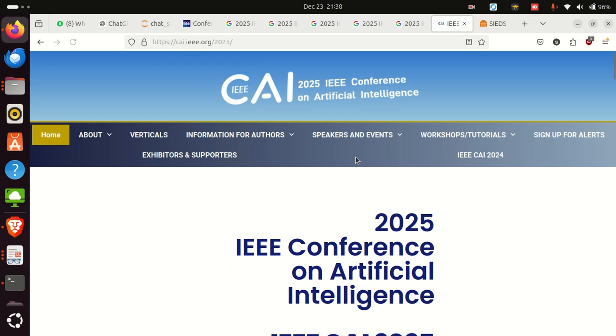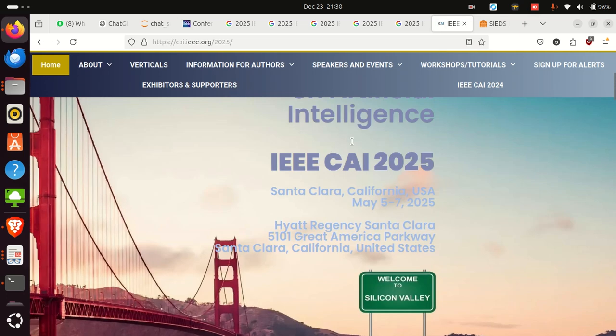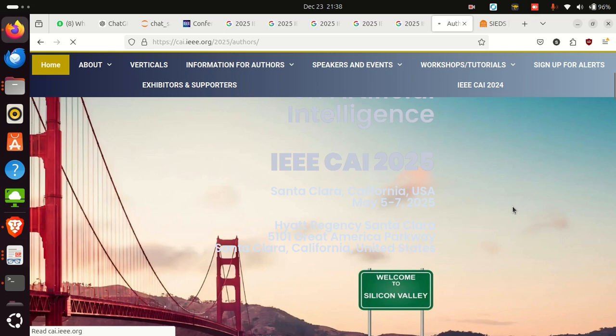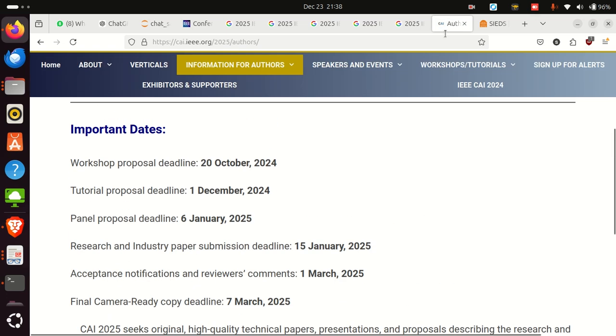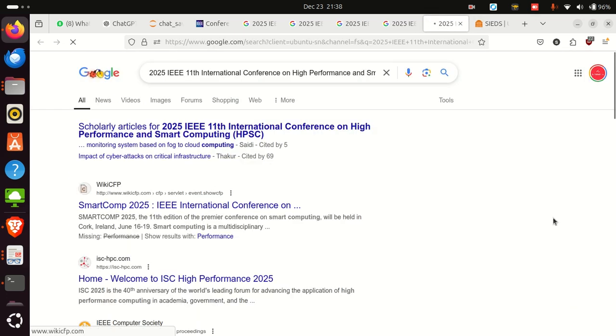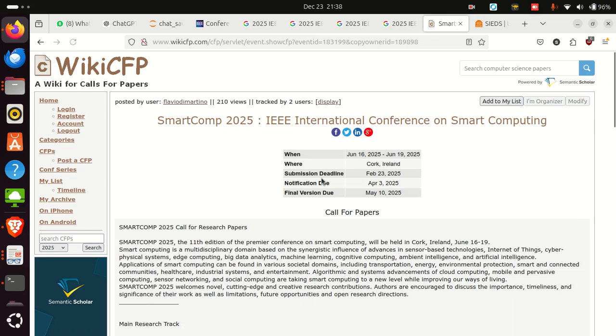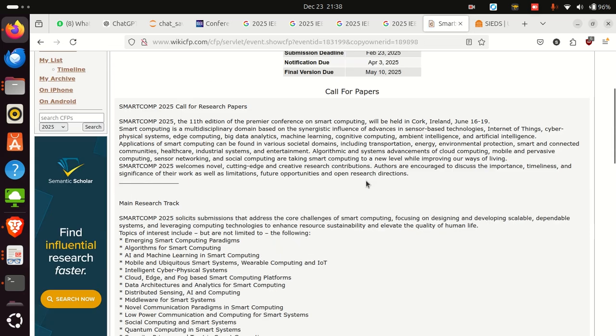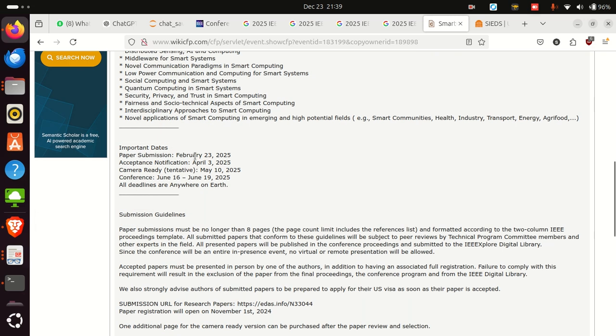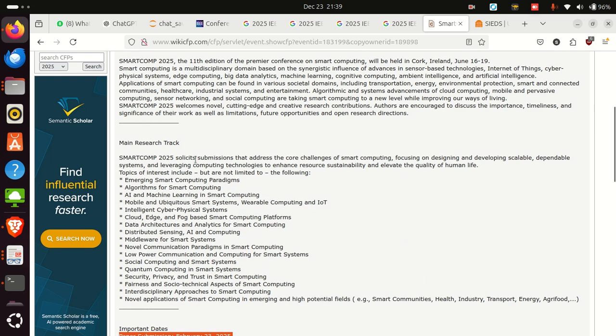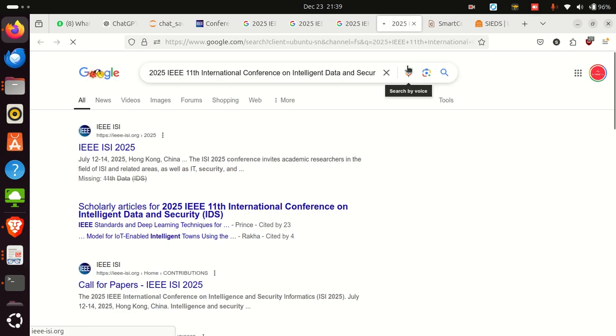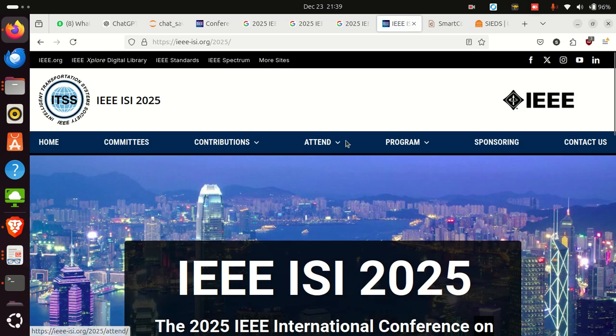So likewise, using the IEEE conference tool, I can find out the conferences that are there. I'm looking for conferences that ideally select just the abstract. So this is June. This is like 7, 8 months. The paper submission is 23, and it also takes AI and machine learning. So I found two. So like this, I can find the conferences that I want.